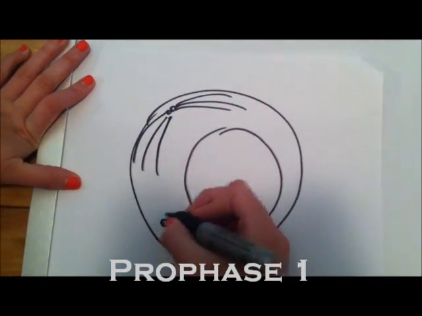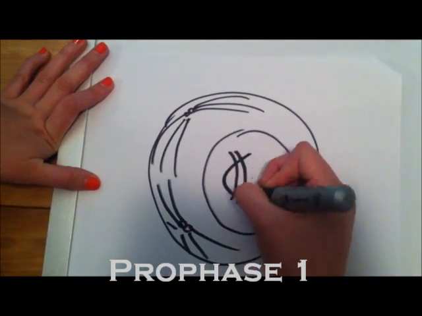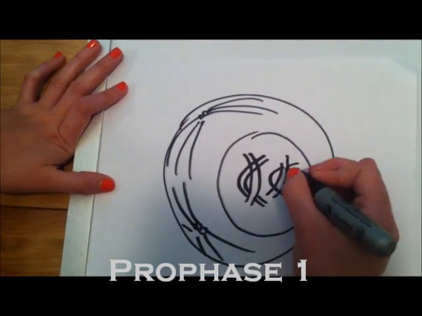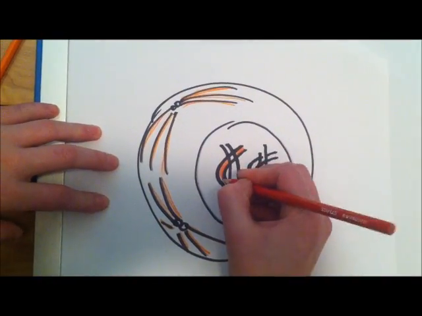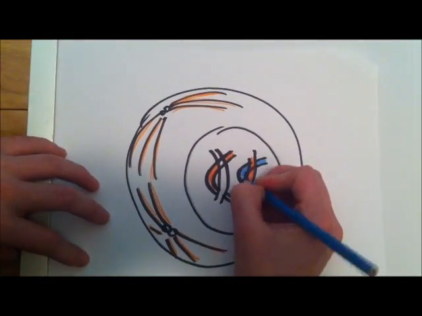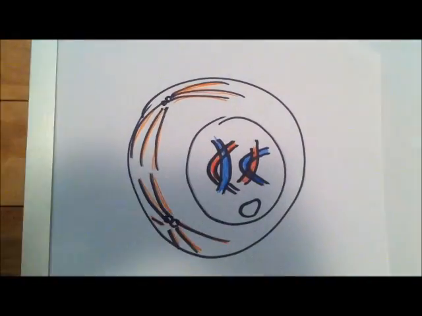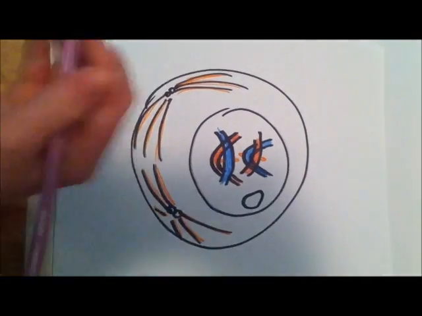Prophase 1. Prophase 1 is the longest of the phases. The long strands of DNA coil up and form chromosomes. The chromosomes are made up of two identical chromatids, which are identical copies of the same DNA strand. The chromatids are joined in the middle at the centromere.